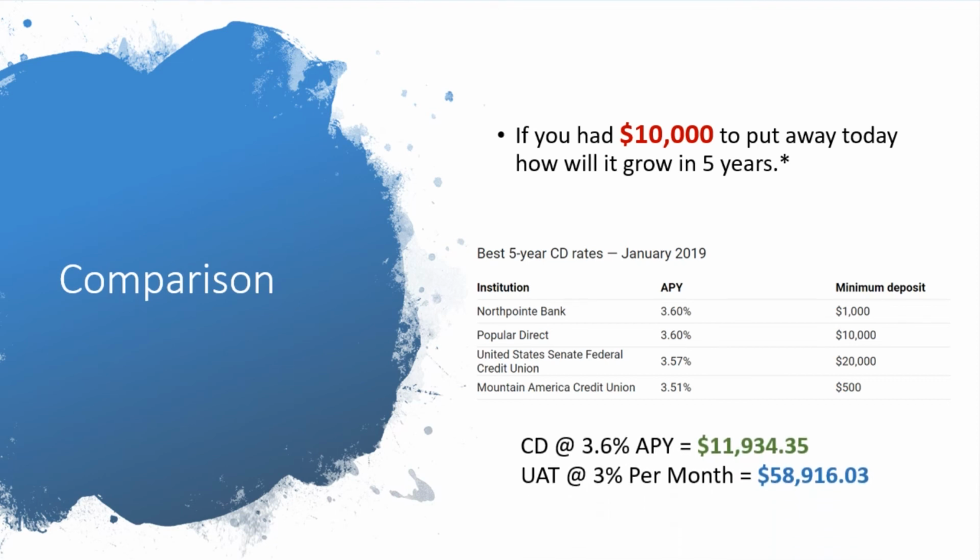Let's look at the difference. At 3.6% APY, which is what the CD would perform, you would have $11,934. So you'd actually generate about $1,934 in profit. If you are using the UAT system and getting 3% per month, at the end of 5 years, you would have $58,916 in that account. You do the math and make your choice.